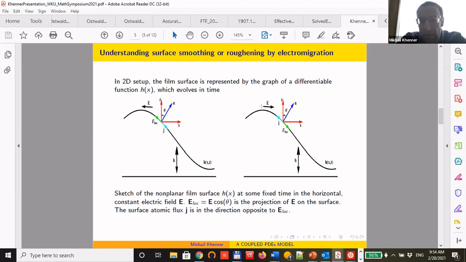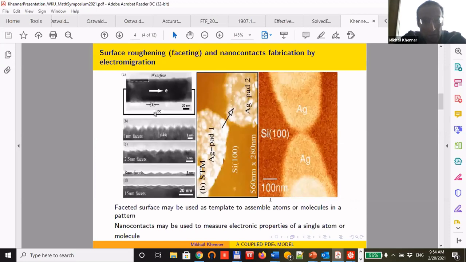On the other hand, if the electric field direction is the opposite, from left to right, then the electron wind component will be uphill, which is, the atoms will be pushed from the valley to the top of the hill, and this way the film surface will become rougher. So this is the origin of this hill and valley effect, which is seen in the left panel on the previous slide.